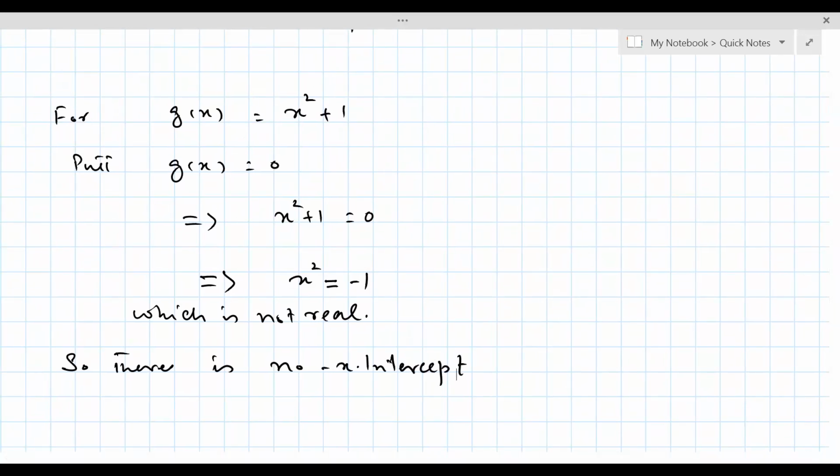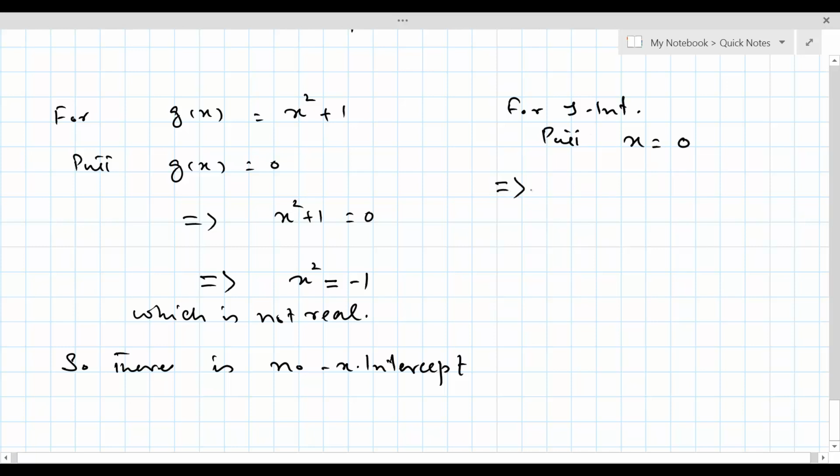And if we want to find out y-intercept, we are going to put x is equal to 0. This means y, which is in fact equal to g of x, is equal to 0 plus 1, means y is equal to 1. This means 0, 1 is the y-intercept.